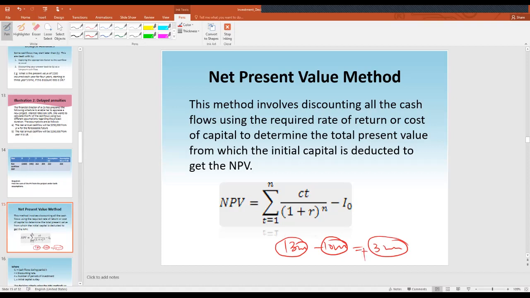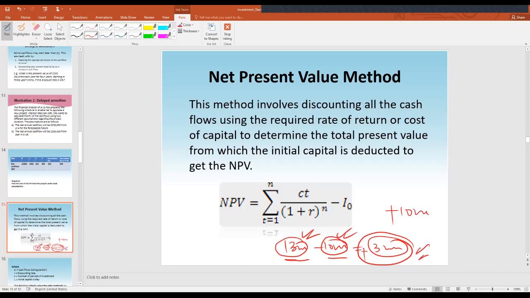Is it a good investment to make? Of course it is. Because you spend 10, you got 13, you got 3 more. Why? It is going to be increasing the wealth of shareholders, because the shareholders spent 10 million and got back 13 million. So if we have a positive NPV, then that is a good investment. It will be increasing the shareholders' wealth, for example by 3 million. If it is positive 10 million, then the company's value will increase by 10 million if the company was to invest in that particular project.